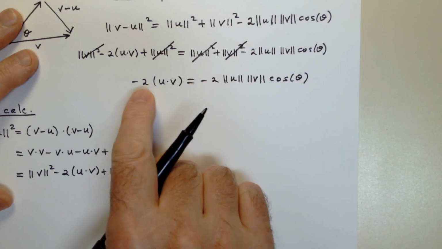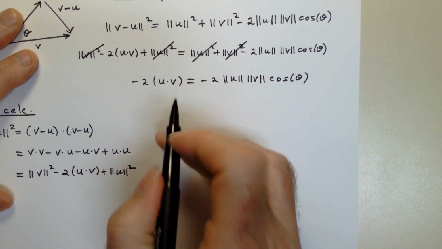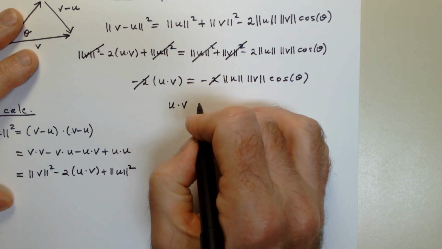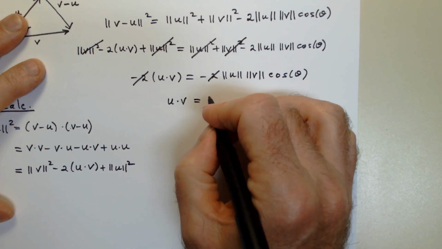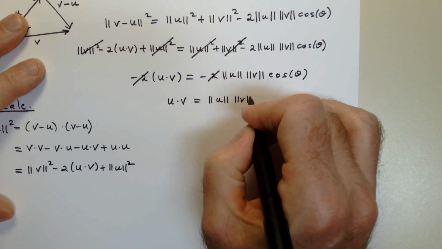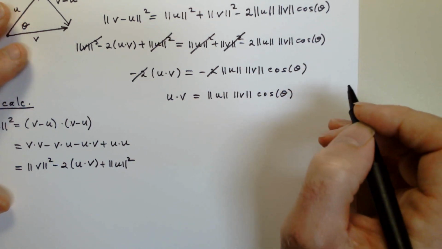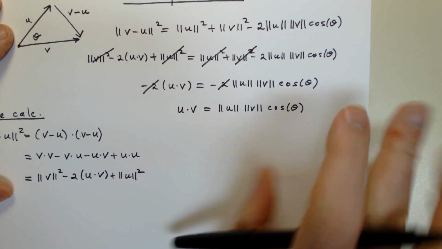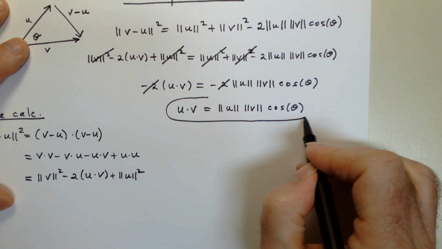All right, at this point we can see that we have a common -2 multiplying both sides, so we can cancel that out. And so we come to the final conclusion here that u dot v can be expressed as length of u times length of v times the cosine of the angle, the included angle between the vectors u and v. That's one way of expressing our results, so let's make note of that.